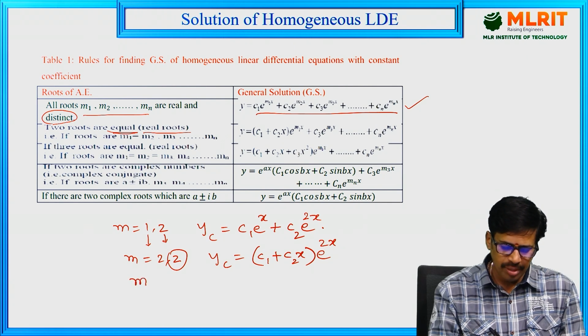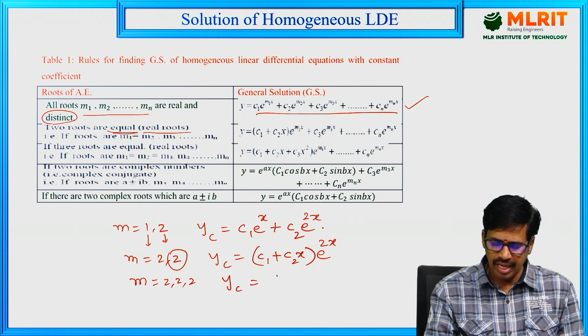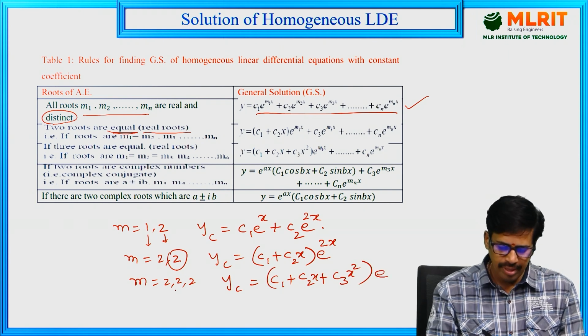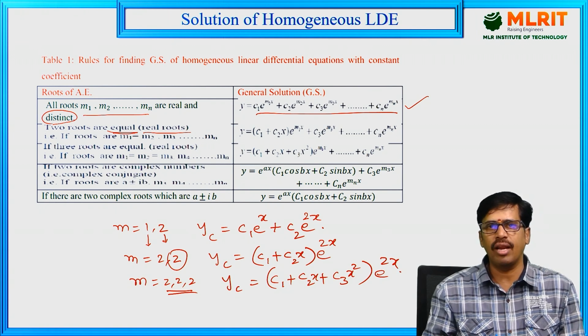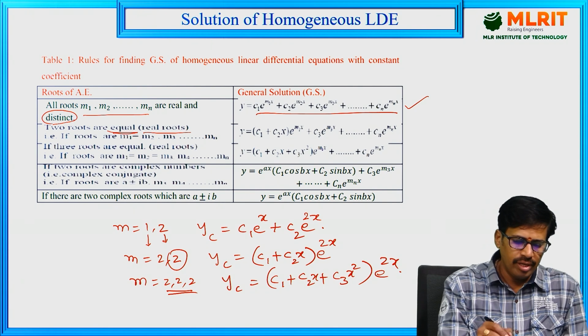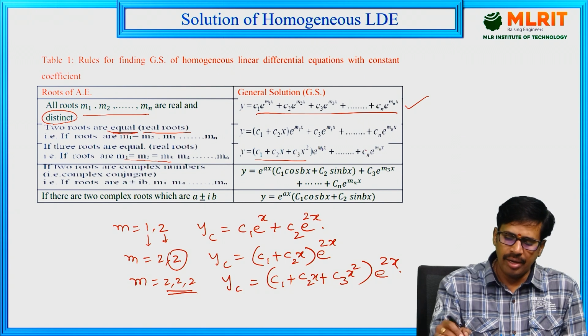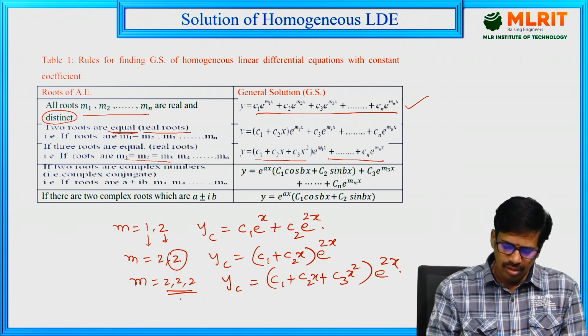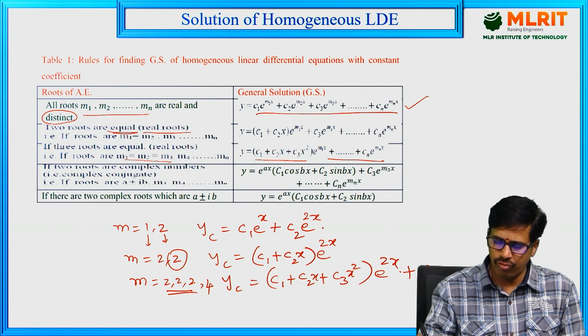Suppose the same root is repeated 3 times, 2, 2, 2. Then we write the complementary function as (c1 + c2 x + c3 x²) e^(mx). What is m here? 2, so e^(2x). This is how we write the solution if the roots are real and repeated. Next, if 3 roots are real with m1 = m2 = m3, and the remaining roots are different, say there is a fourth root, then we write another term c4 e^(4x).